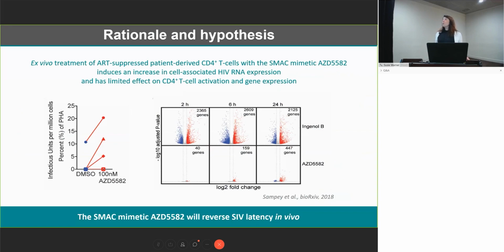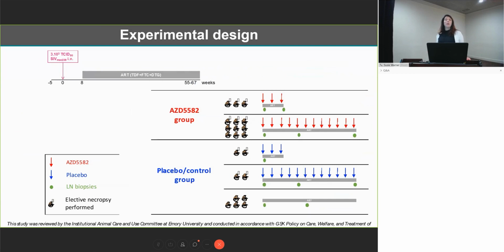Previous work has identified the SMAC mimetic AZD5582, showing that ex vivo treatment with AZD5582 of ART-suppressed resting CD4 T cells induces latency reversal and HIV expression, as shown by this QVOA experiment here on the left, while inducing less gene expression than other LRAs, such as ingenol B here. We thus hypothesized that this SMAC mimetic AZD5582 could also reverse latency in vivo.